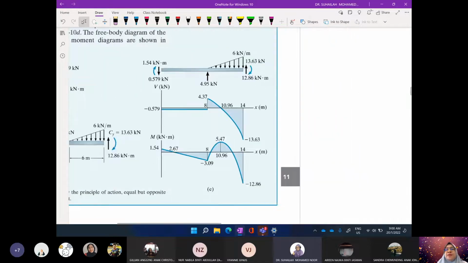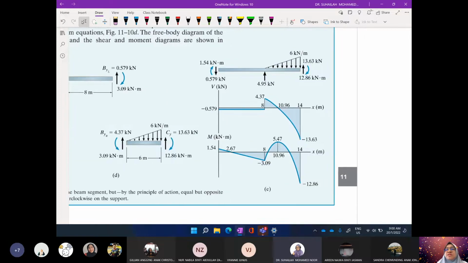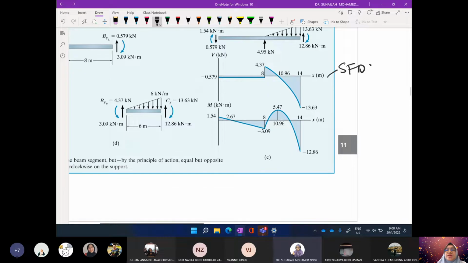Then only we can draw the shear force diagram. So from the shear force diagram, if there is an intersection, it means that there is a maximum moment. So we get this value from the shear force diagram.